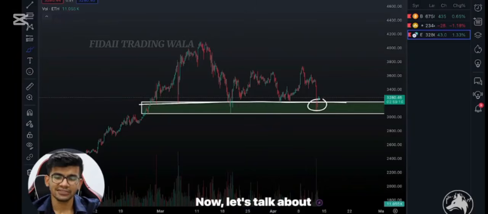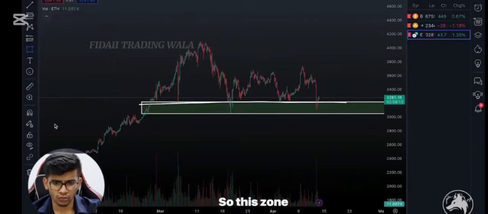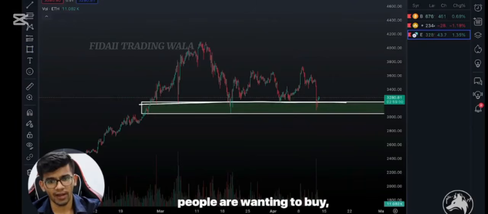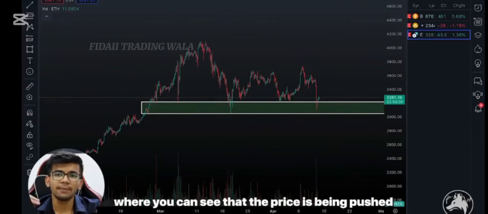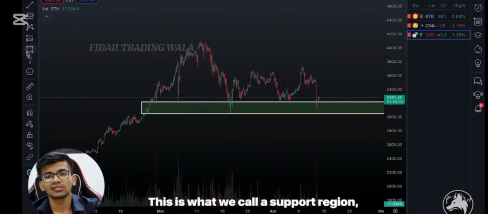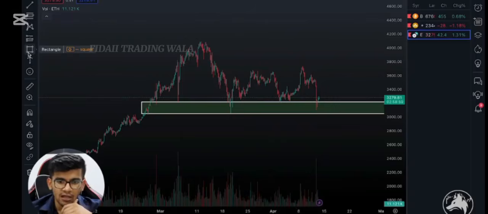Now, let's talk about the counterpart of support. So this zone where you can see clear demand, where you can see that people want to buy, where you can see that the price is being pushed up again and again, this is what we call a support region, because the price is taking support from that level, right?